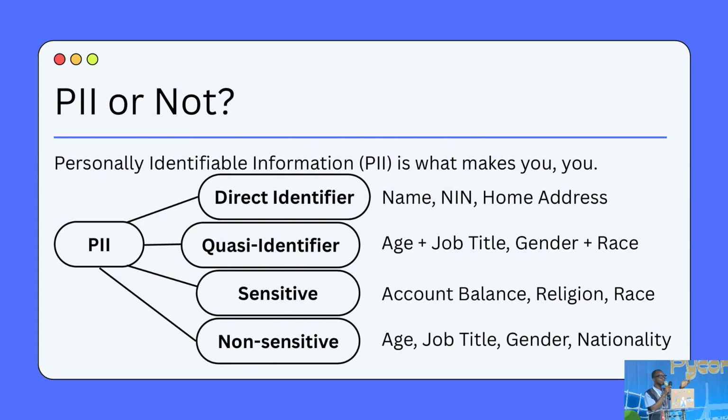So PII can be classified into different categories depending on the criteria that you are using. In this slide, I have it classified into four: direct identifier, partial identifier, sensitive, and non-sensitive. So direct identifiers are just data that uniquely identify a person.